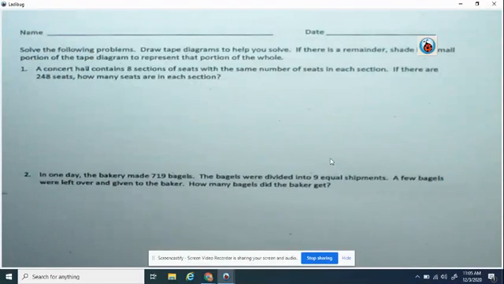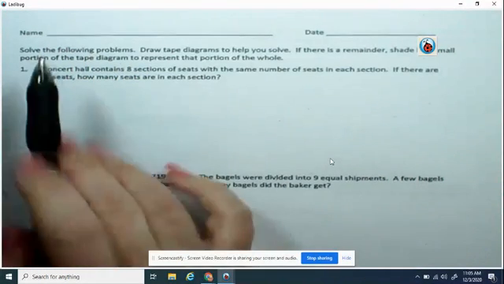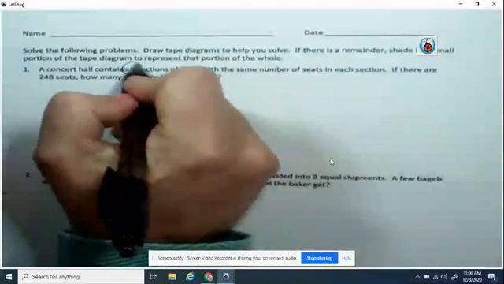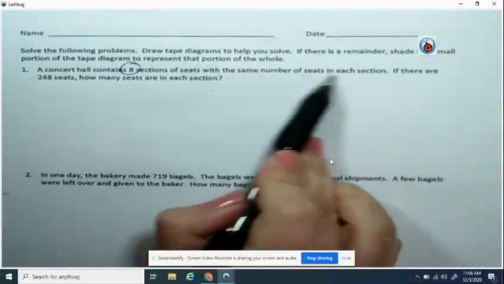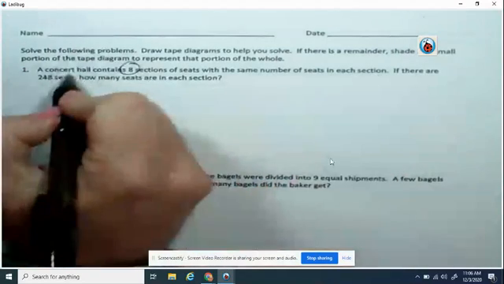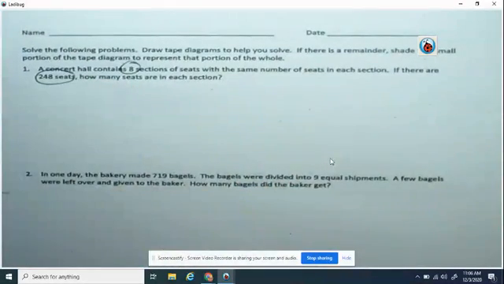And we're doing division word problems, and we're going to need to draw a tape diagram, and then we're going to need to use long division to solve the problem. And then we'll need an answer. So we're going to do a PEA. The concert hall contains 8, we're going to circle that, sections of seats with the same number of seats in each section. If there are 248 seats, how many seats are there in each section?